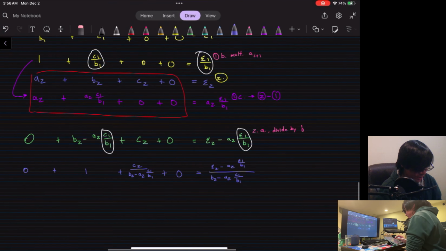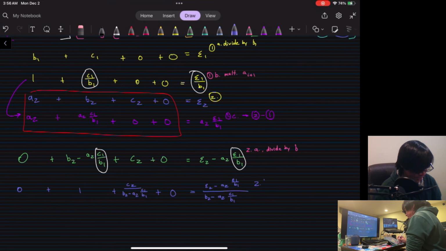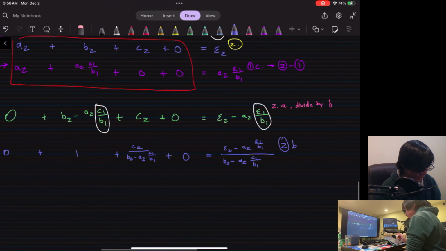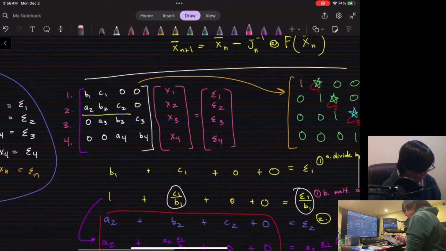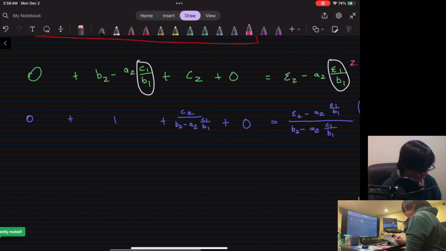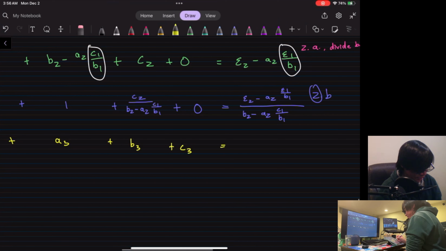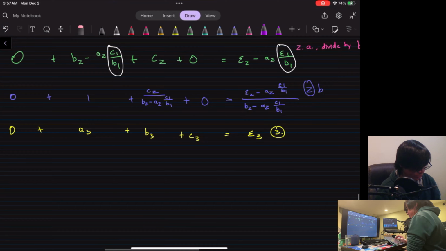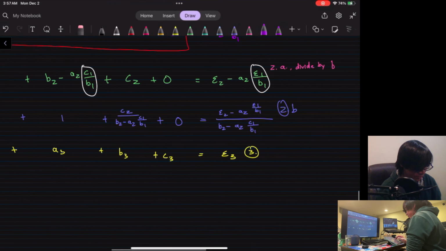So now, second step here, what did I do? Multiply by the next a term. So let's write out our third line. We have a3, b3, c3, kind of running out of room here. And of course, this is epsilon 3. This is equation 3, row 3. Of course, the indices will be -1 in Python, so we'll have to account for that.